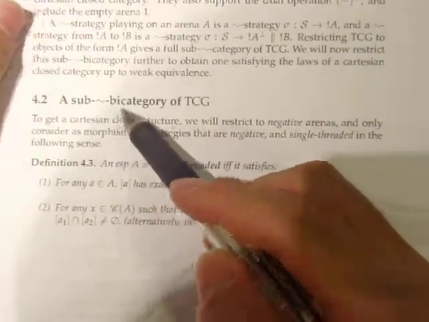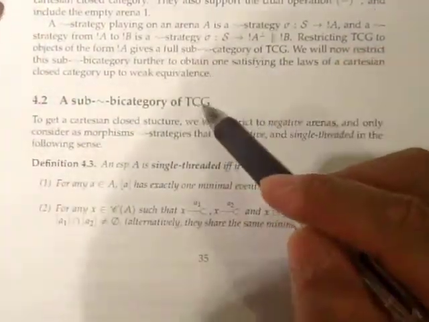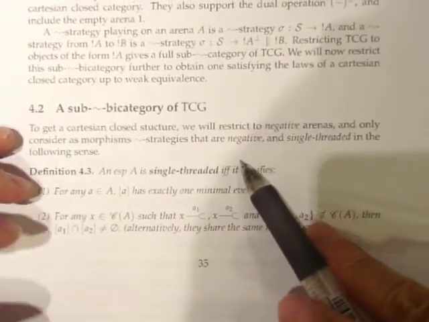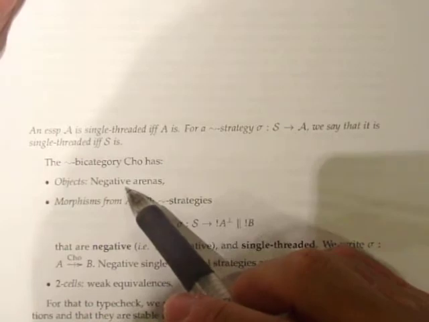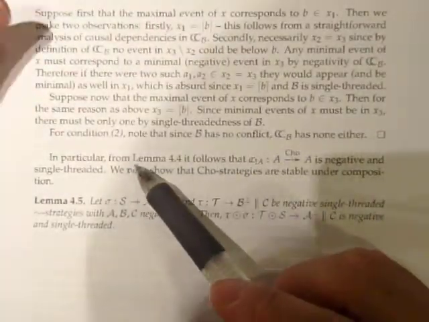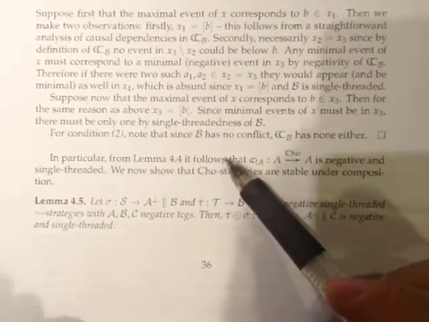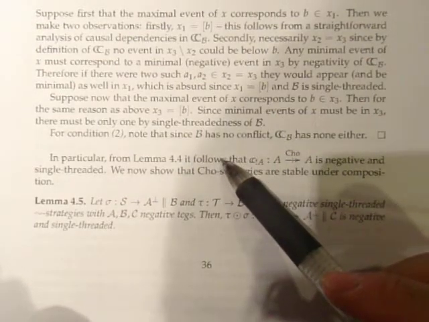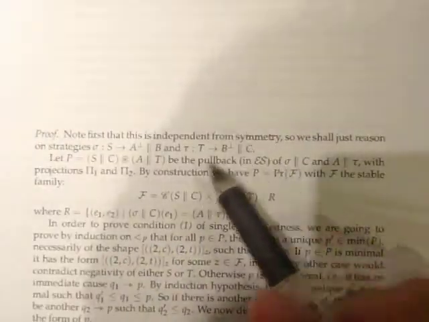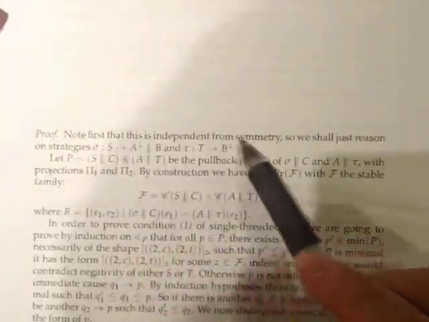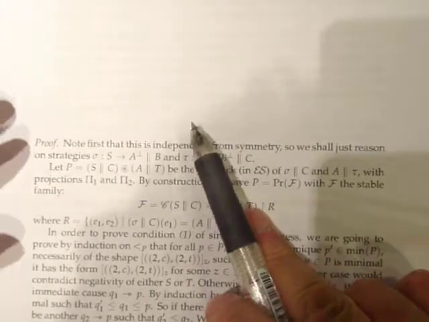Sub by category of TCG structure, protect negative ion cells. In particular, for the lemma factor negative. Lemma. Notes: first identify symmetrical reason strategy.